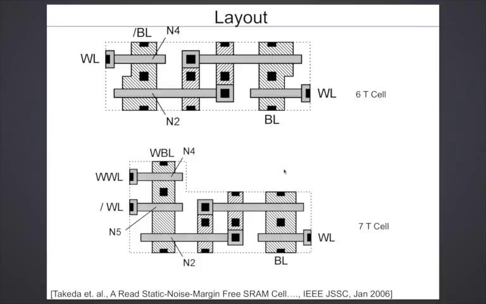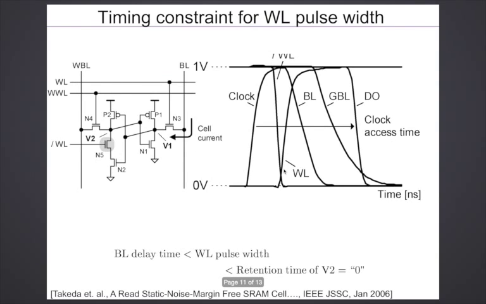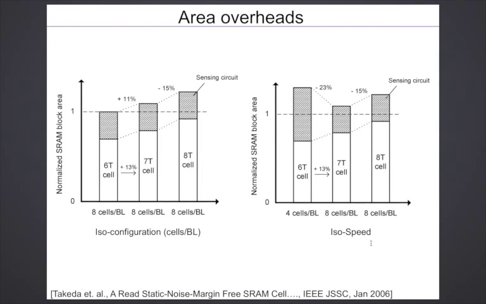If I want to recover the speed, and my drive strength is small, I have to reduce the capacitance. That means I have to have smaller cells. So that is why in the iso-speed configuration with the 6T, they have to use smaller local bit line lengths.